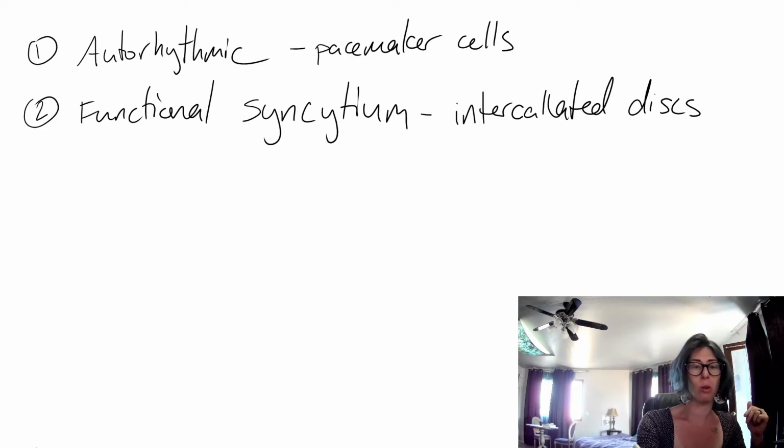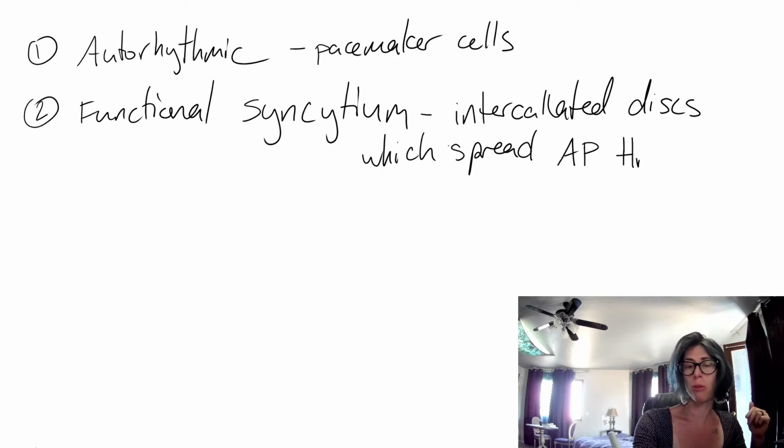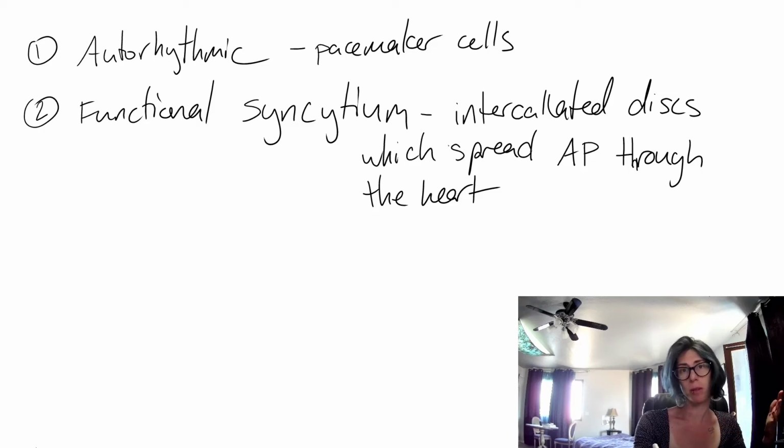And so these intercalated discs spread action potentials, which I'll designate by AP, through the heart, giving it functional syncytium, which means all the cells work in unison.